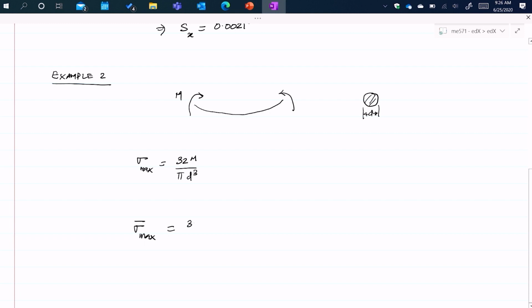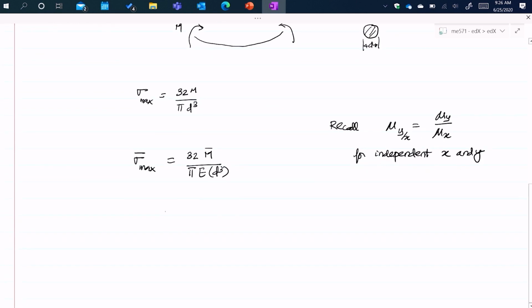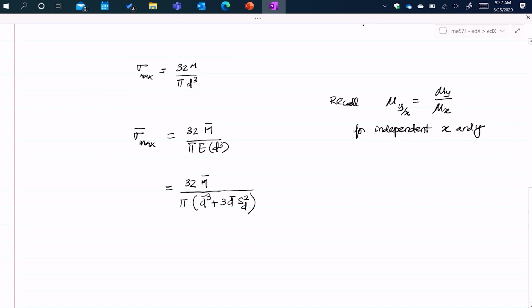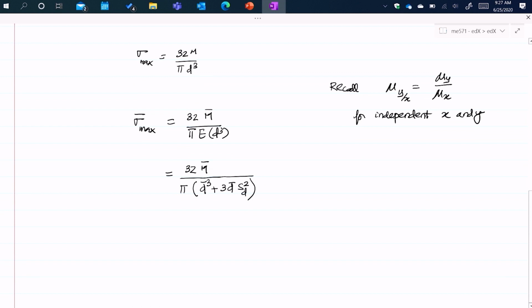That's going to be 32 times the mean value of M, which is M bar. Recall mu of y divided by x, mu sub y over mu sub x, for independent x and y. So this is going to be 32 M divided by pi times expected value of d cubed. And we have been given the expression for expected value of d cubed, so we can use that. So we can write this as 32 times the mean value of bending moment divided by pi times expected value of d cubed, which is d bar cubed plus 3 times d bar times s sub d squared. Notice how there is this extra term, 3 times d bar times s sub d squared. That brings in the standard deviation of the diameter.